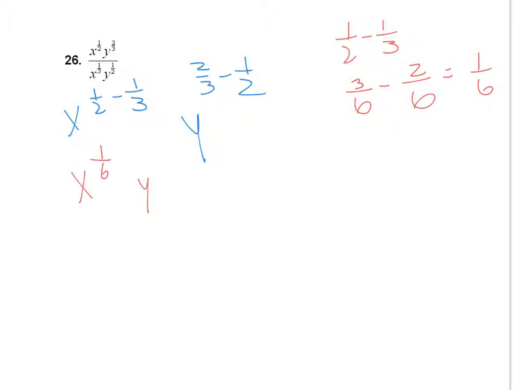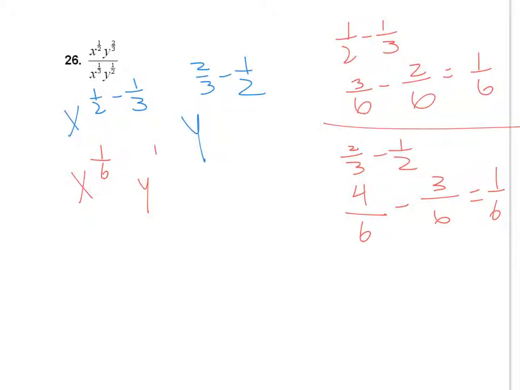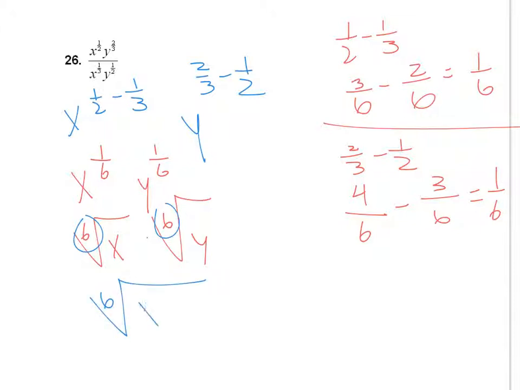And then y is going to be 2/3 minus 1/2. So this is going to give me a 6 here. This is going to give me a 3/6 to give me a 1/6 there as well. So this is going to be the 6th root of x times the 6th root of y. Now, because these both have the same index, I can marry those together to give me the 6th root of x times y. Done.